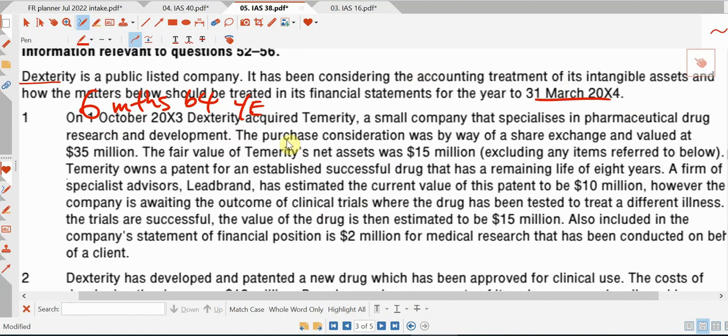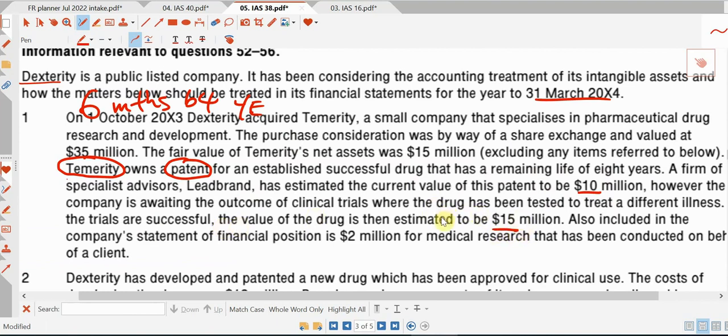I want to find out the patent, where's the patent here? Purchase consideration value 35 million, fair value asset 15 million, excluding the item referred below. This company, our subsidiary, this is what I need, right? And the patent is also what I need here. For an established successful drug with a remaining life of 8 years, the advisor tells us that the current value for this patent is 10 million. However, the subsidiary is still waiting for the outcome of a trial where the drug has been tested to treat a different illness. If the trial is successful, then the value can be 15.